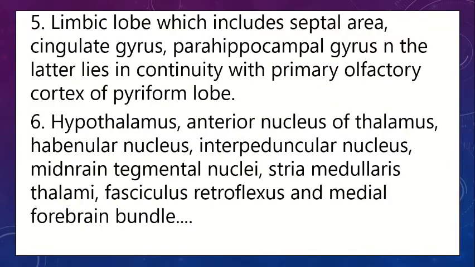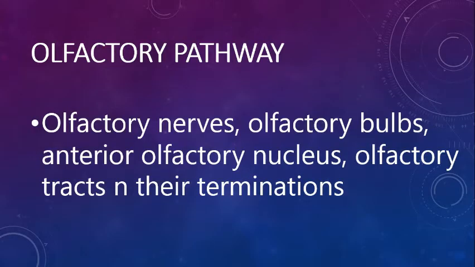Not only these four, but other structures are the limbic lobe, which includes the septal area, cingulate gyrus, and parahippocampal gyrus, the latter lying in continuity with the primary olfactory cortex of the pyriform lobe. The last one we are going to discuss is the hypothalamus, anterior nucleus of the thalamus, habenular nucleus, interpeduncular nucleus, midbrain tegmental nuclei, stria medullaris thalami, fasciculus retroflexus, and medial forebrain bundle. So these are the structures we are going to discuss.